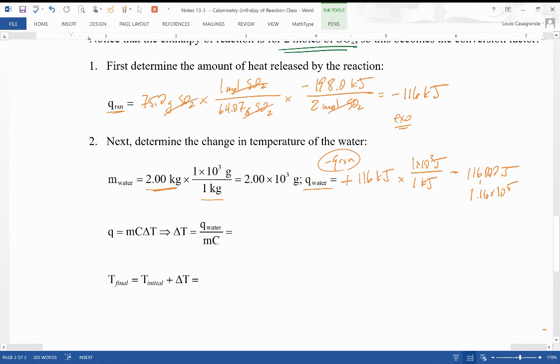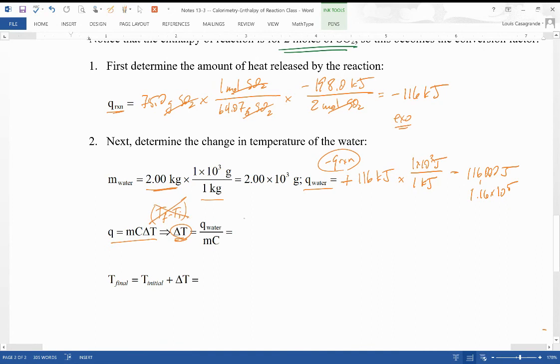All right, so now we've got the Q. So we can take our Q equals MC delta T, rearrange it to solve for delta T. Now be careful. Don't try to be fancy and put in T final minus T initial here. If you try to do that, you're going to get all sorts of algebra that you're not going to want to solve. This is going to be the easiest way. Solve for delta T first.